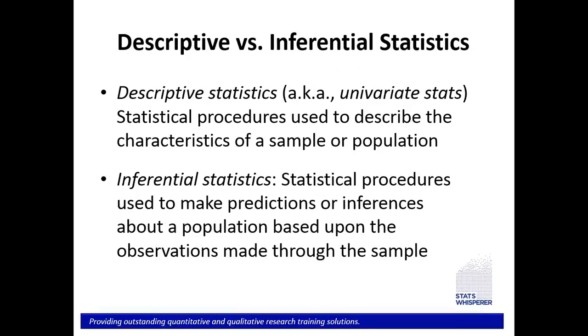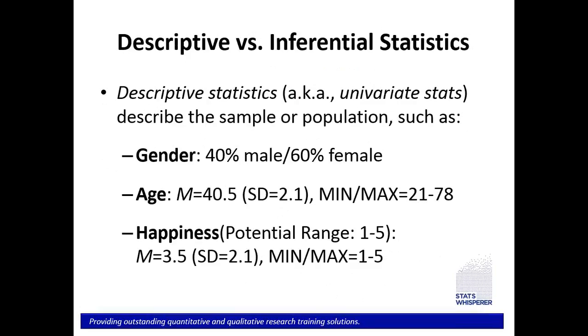Inferential statistics are statistical procedures that test the association between variables. Right? So A is related to B. So these statistical procedures are used to make predictions or inferences about a population based on the observation made through the sample. So we can make that a little clearer. Right? So, for example, descriptive statistics or univariate statistics describe the sample or population.